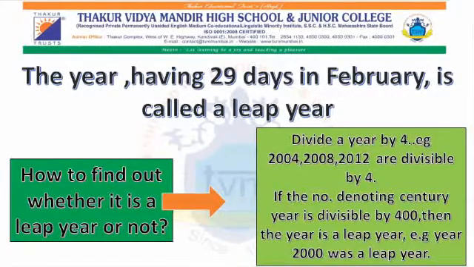So, the calculation is divide a year by 4. For example, 2004, 2008, 2012 are divisible by 4. Divisible by 4 is what? After dividing these years by 4, the remainder is 0. It means these years are divisible by 4. If the number denoting a century year is divisible by 400, for example 2000, year 2000 was a leap year because this year was divisible by 400.